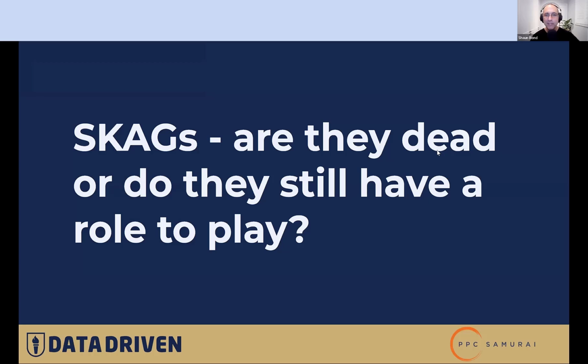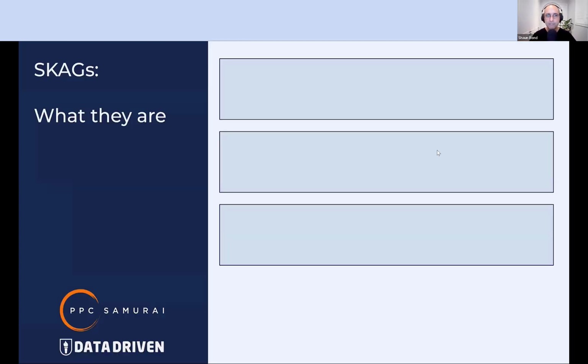So the first topic is going to be SKAGs. A question that we get asked quite a bit is, in the modern environment with smart bidding, is SKAG still a viable structure for me to build, because that's the way I've done it before and my brain is kind of there? So, is it still okay to use it in a smart bidding environment?